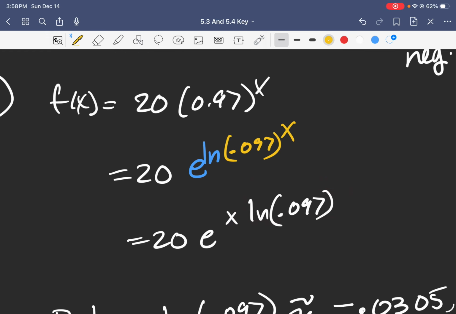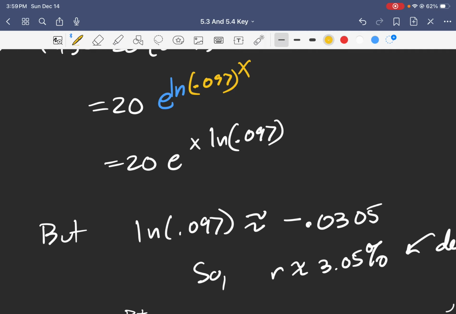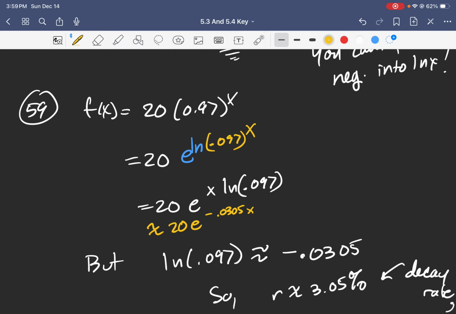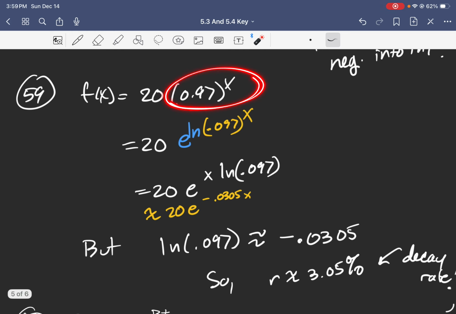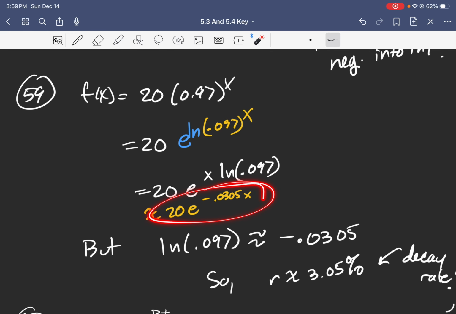So it's now written in that form that we like, and it turns out that that is approximately negative 0.0305. So this thing is approximately 20 e to the negative 0.0305x. So another way to think about this is it's really exponential decay by a rate of about 3.05%, excuse me. Okay, pretty cool. The way that we saw this is we see that it's this decay of 3% every time step, but in terms of exponential, it turns out to be that.